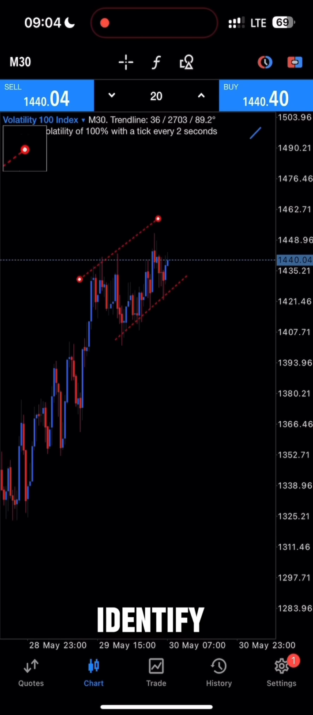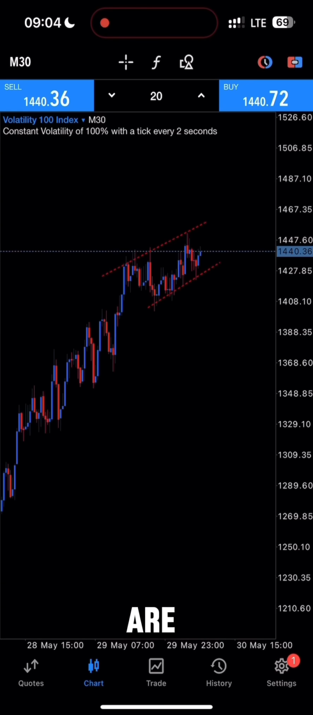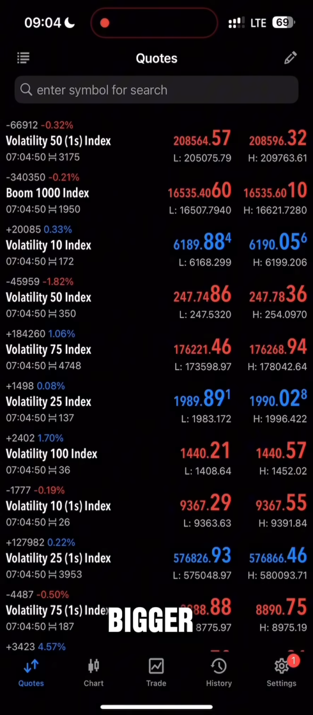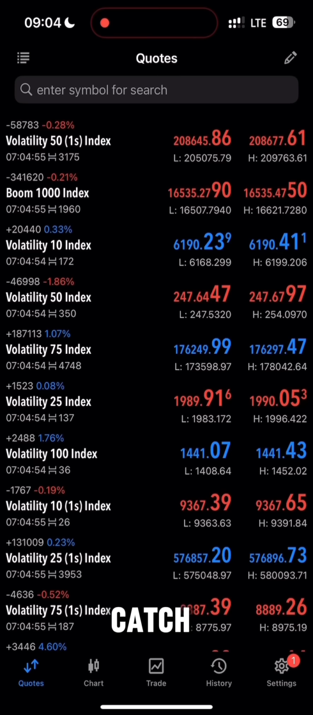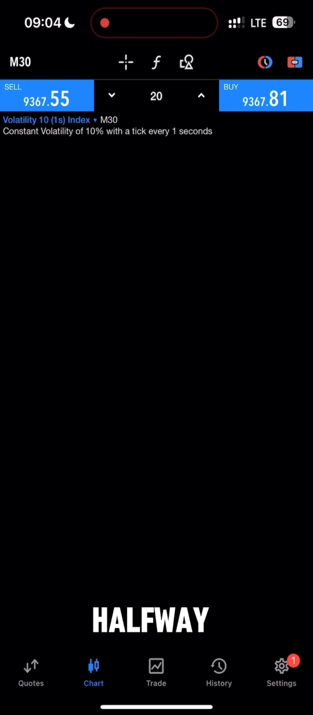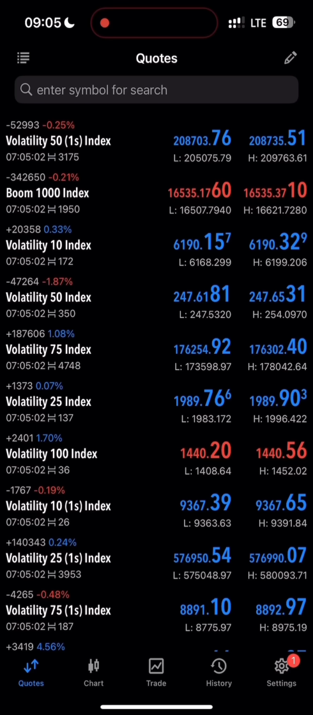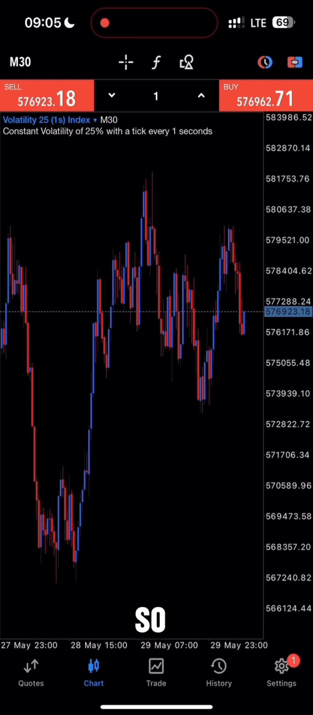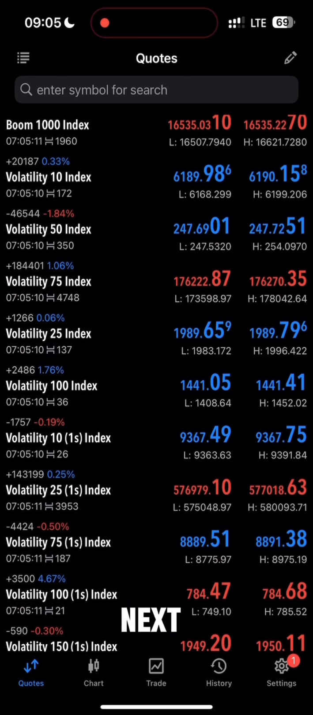It's as easy to identify these things, guys, but if you identify a flag and it's in the middle like that one, don't take trades unless you are putting a small lot and then you're going for a bigger time frame. If you are doing quick entries, don't catch it halfway. You catch it at the top trend line or bottom trend line. For those that I'm just skipping without drawing, they are not clear, so they are not worth our time. We will kindly move on to the next one.